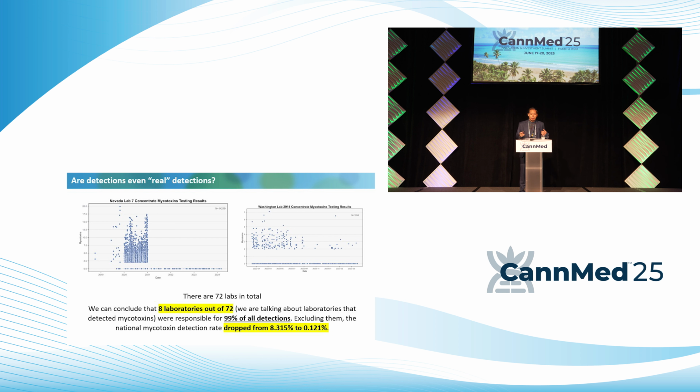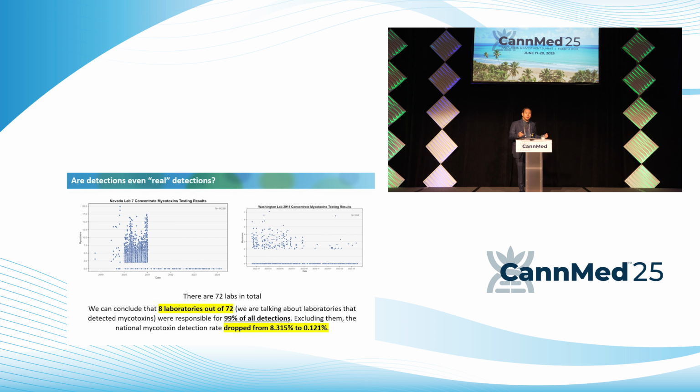So if we actually look at the data more closely, how are these things being reported out? And you can see that that actually kind of changes over time in terms of how labs were reporting this data. So 8 of the laboratories out of the 72 total that were looked at in the context of concentrates here account for actually 99% of all the detections. When we actually remove these, that detection rate drops from 8.3 to now 0.12%.